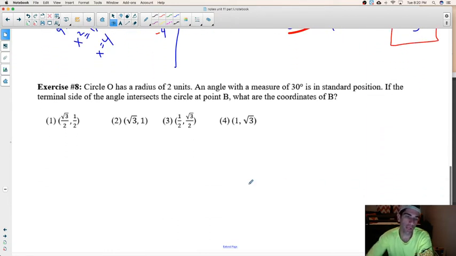Circle O has a radius of 2. An angle with a measure of 30 degrees is in standard position. If the terminal side of the angle intersects the circle at point B. Try to draw that. Draw a circle with an angle of 30 degrees in standard position and mark point B. Okay?